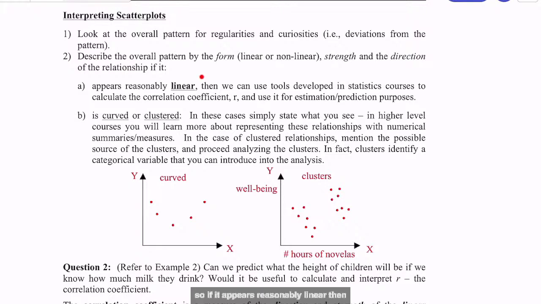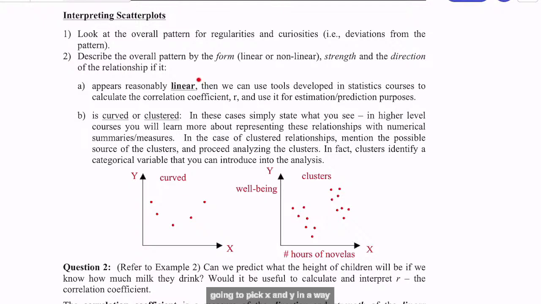So if it appears reasonably linear, then we can use statistics tools to help calculate that line relationship, and use that line to make predictions. So we're going to say, if X is something, what can we expect from Y? That's what we're going to do.